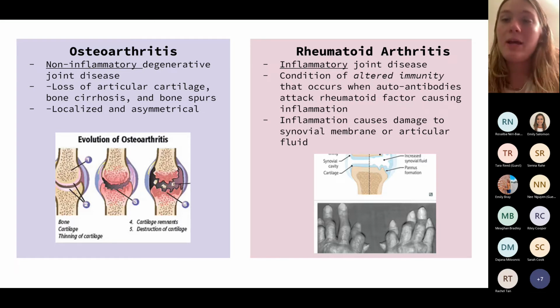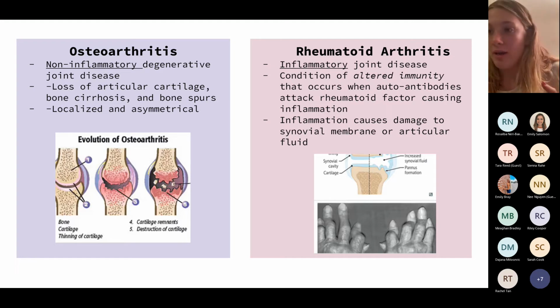What do I mean by asymmetrical? Let's say I'm a right-handed painter and I'm using my hands a lot. Probably going to have a lot of arthritis, osteoarthritis in my right hand, but if I look at my left hand, I'm not going to have that arthritis there. That's what I mean by asymmetrical.